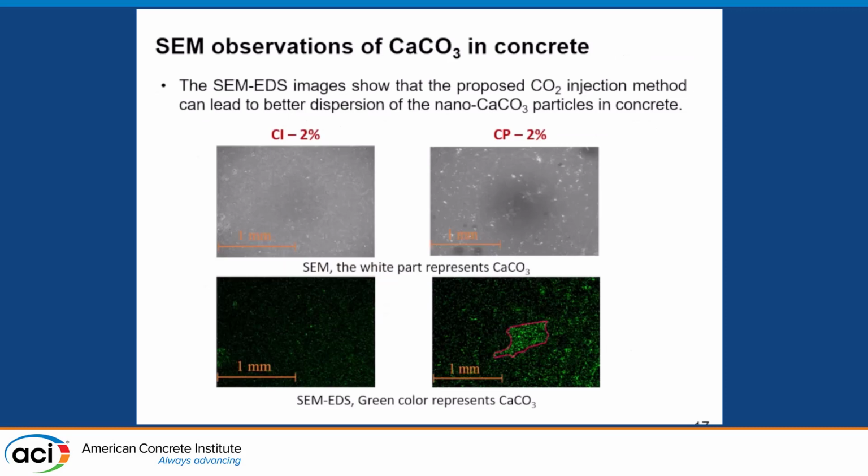So hopefully I will have some good studies to publish soon to show you more details about this stabilization. Again, for the SEM observations, we also observed that the Ci mixtures with 2% calcium carbonate show better particle dispersion than the Cp methods. With the Cp methods, even though we used ultrasonic sonication, there are still a lot of spots where we observed agglomerations.